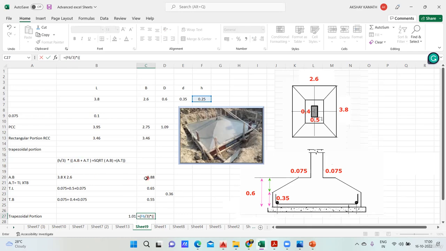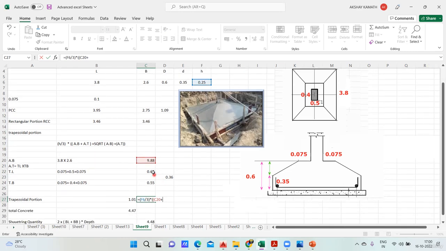So what is the area you got in the bottom? 9.88. I'll select this 9.88 plus the top area. How much did I get for the top area? For the top area, I multiply the top length into the top breadth, that is 0.65 into 0.55, and you'll get 0.36. I'll take this 0.36.